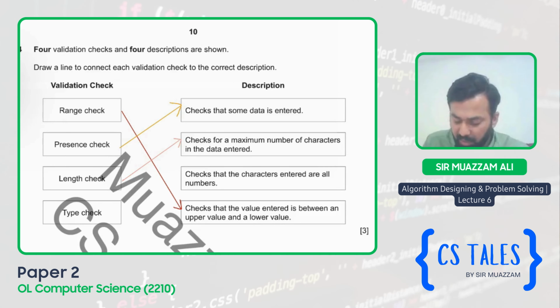Next, type check. Check that the characters entered are all numbers. So it is a type check. The examiner awarded 3 marks to solve this. Okay, next one.